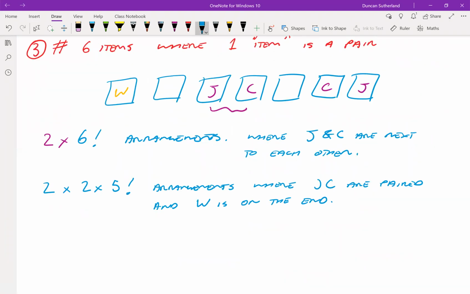Okay, so 2 times 6 factorial, well, that's 1440. This one turns out to be 480. So it's 5 factorial is 120 times 4. Okay. So the difference, 1440 minus 480, 960, that's the number of arrangements where John and Chloe are paired, but Winona is not on the end.